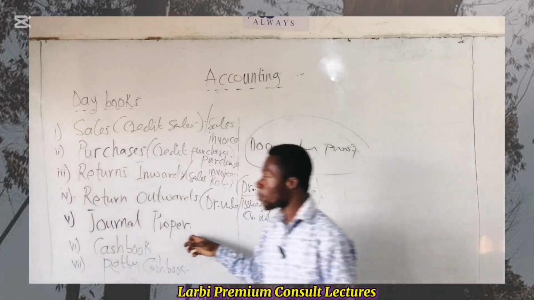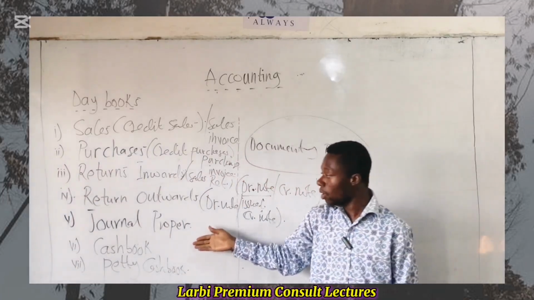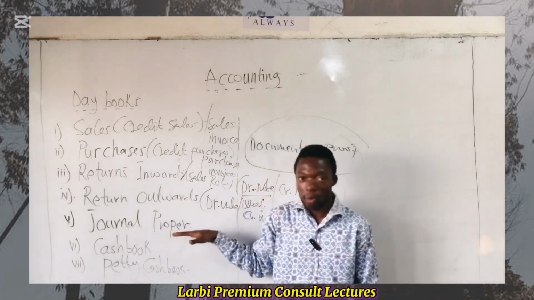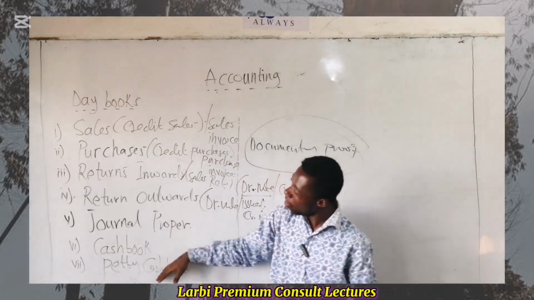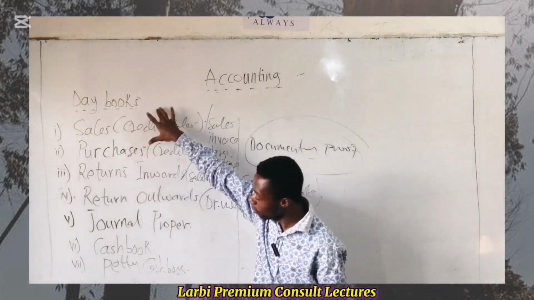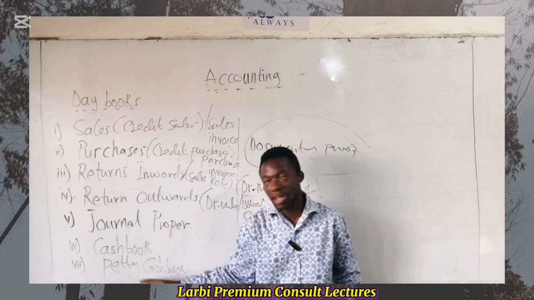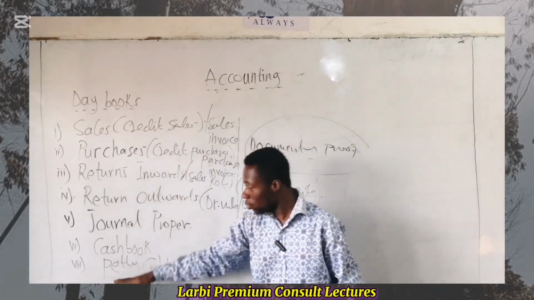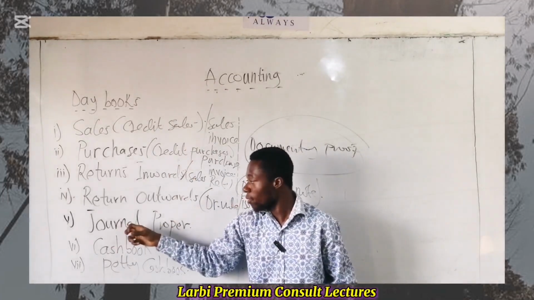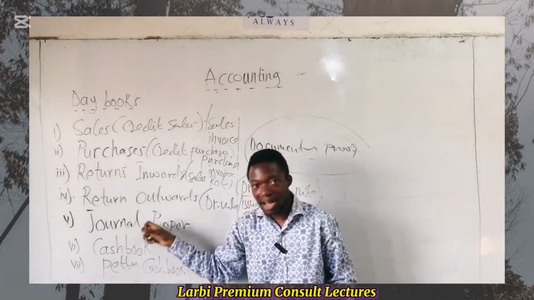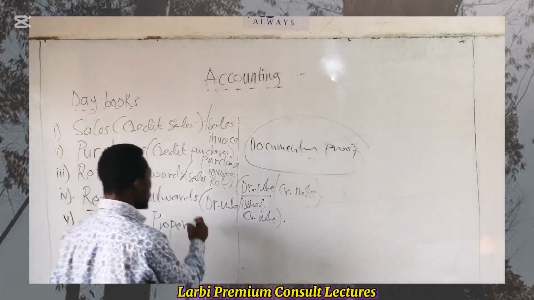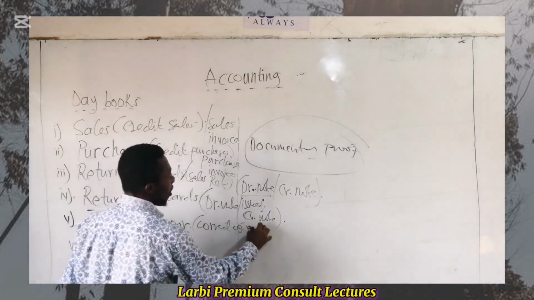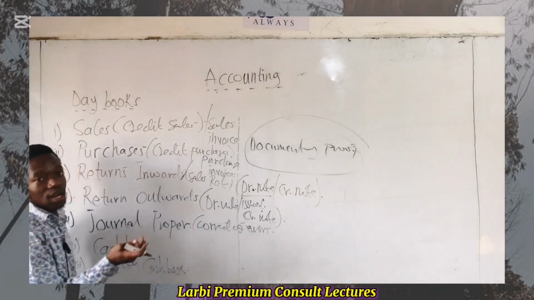Then back to the general proper, or the general journal. Others might also call it general proper or general journal. When we talk about the general proper, here it is very simple. It records all transactions which we cannot record in these four books, including the cash book and the petty cash book. Any other transaction which we cannot record in those will be recorded in the general proper. For example, correction of errors, when we correct an account where there are errors, will be recorded in the general proper.